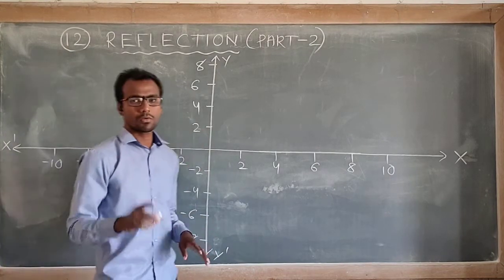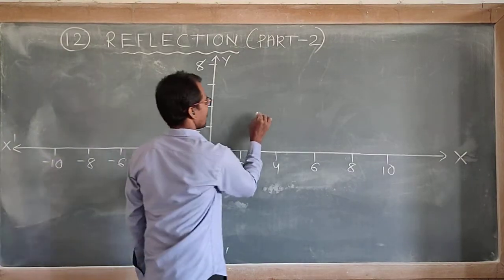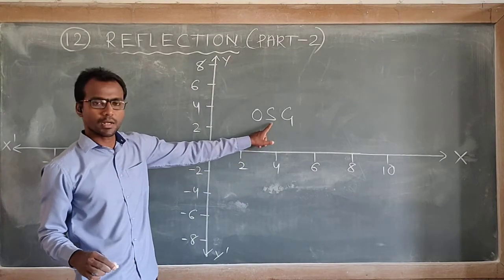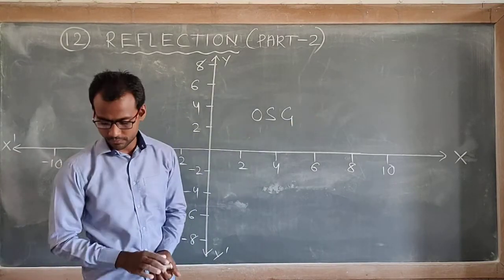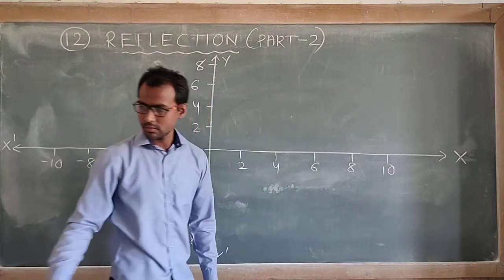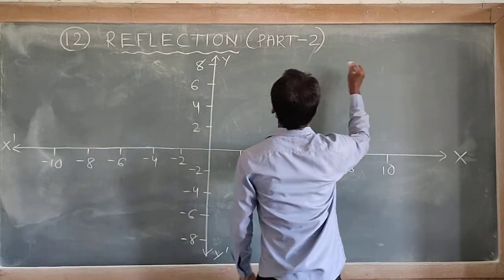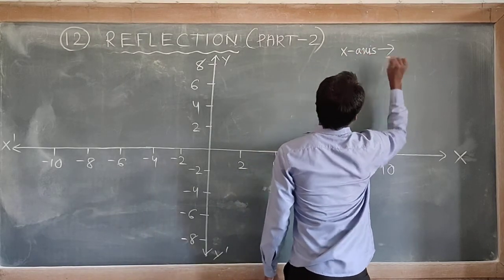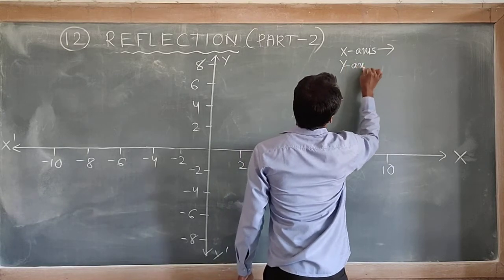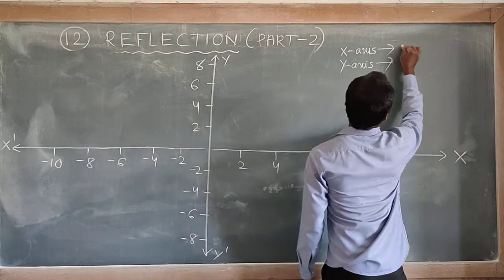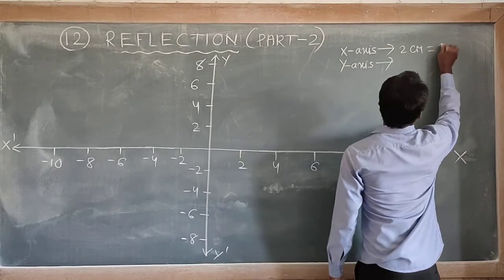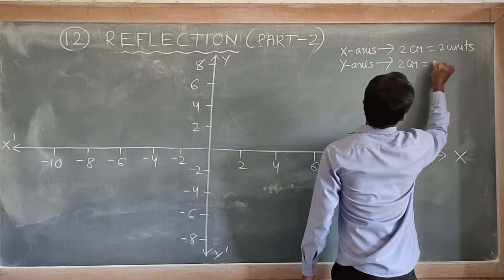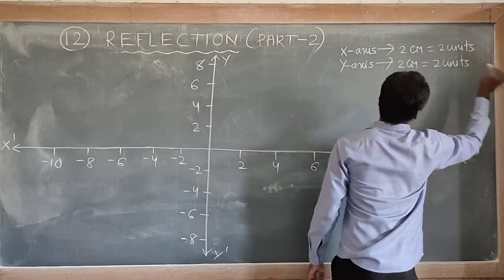Okay. I am writing the scale now. OSG, my formula was OSG. Outline is over. Then move to scale, top right hand corner. Then move to graph, means plotting the points. Okay. So here I will write the scale. x-axis, y-axis. 2 cm is equal to 2 units. Okay.